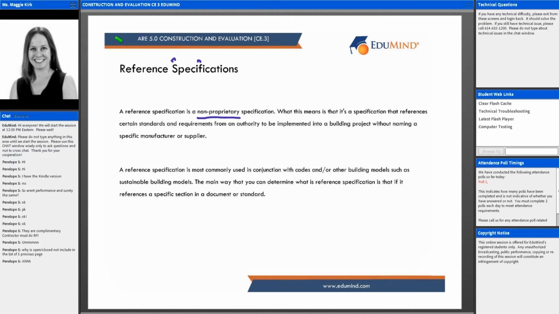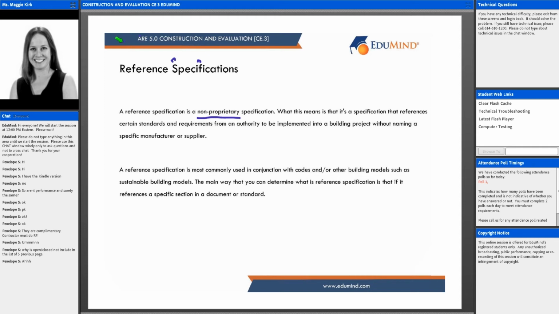A very common example would be codes, but also if you're trying to certify something for a sustainable building, that's where this would also be appropriate, because you're referencing a very specific guideline, a very specific standard. And that's, I think, the easiest way to remember what a reference spec is.